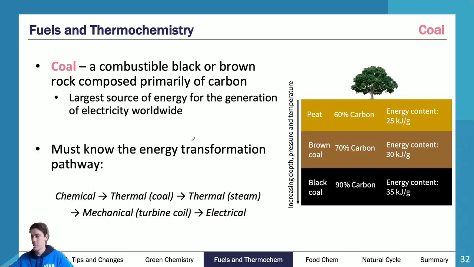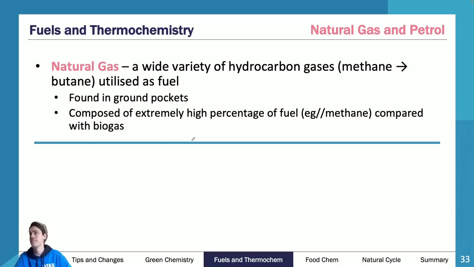There's also this concept of peat, brown coal and black coal. They are just different aspects of coal that have been sitting in the ground for different times. Peat has been there for less time and isn't as deep down, so it hasn't been pushed together and made into a more pure version of coal, whereas brown and black coal get more pure and therefore have more energy per gram.